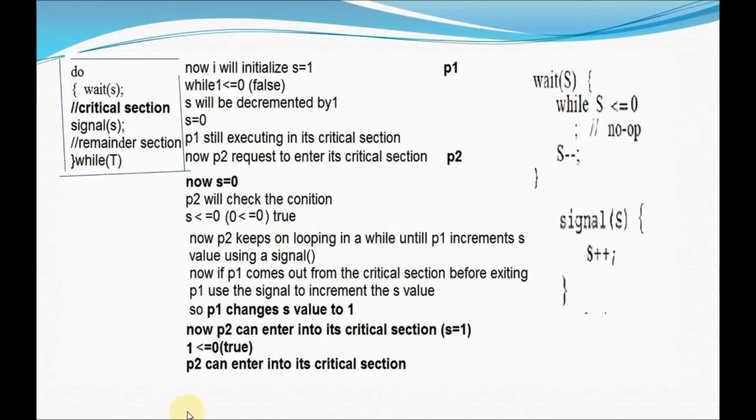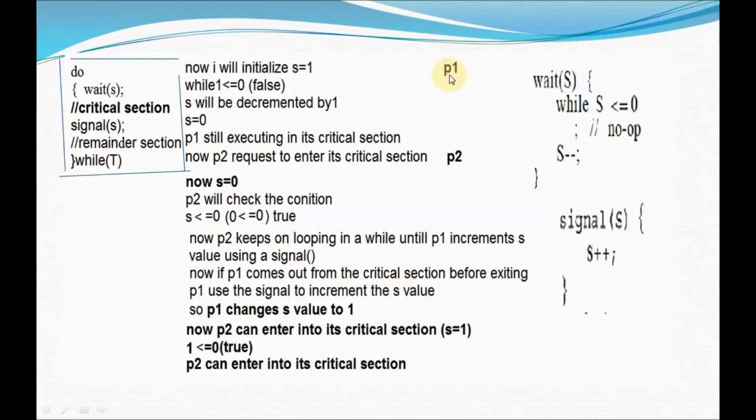So now see here, this is the code of the critical section. Now P1 will use this code. We will see these entire steps, right? Now I will initialize s to 1. So what is the initial value of s? The initial value of s is 1.